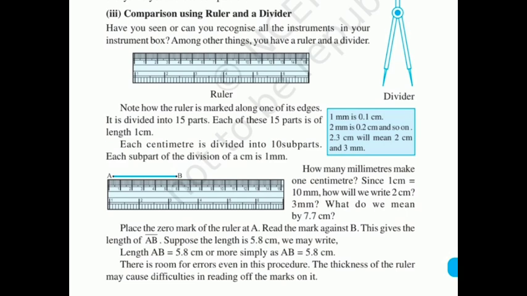So you can see in your book how they have used the ruler and divider to measure the length of a line segment.